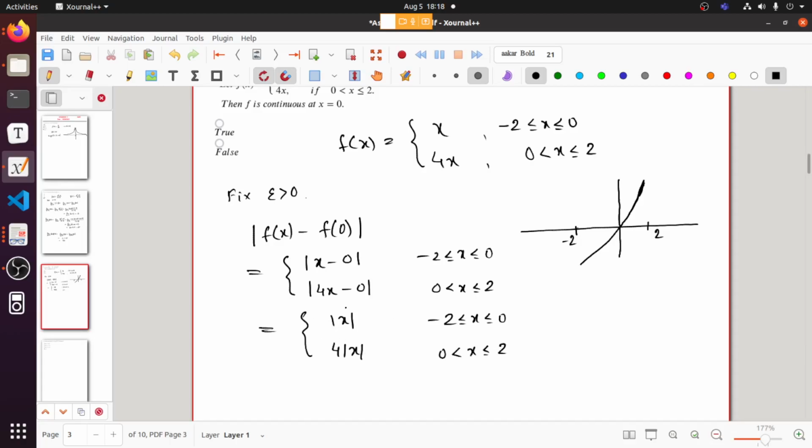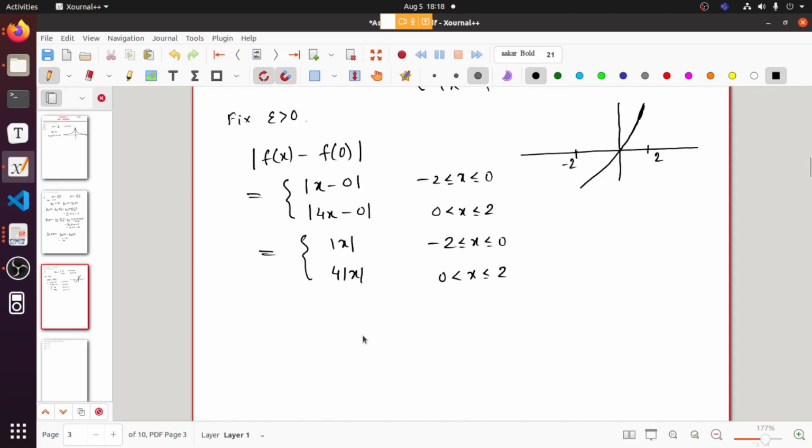So you have to make this to be less than epsilon, right? So this is the rough work. How do you choose the delta? If you want this to be mod x less than epsilon, what will be the delta? You can choose delta to be epsilon, right? Then for mod x less than delta, this f(x) minus f(0), which is mod x, is also less than epsilon. So for the first one, delta equals epsilon will work, and for the next one, what will you choose?